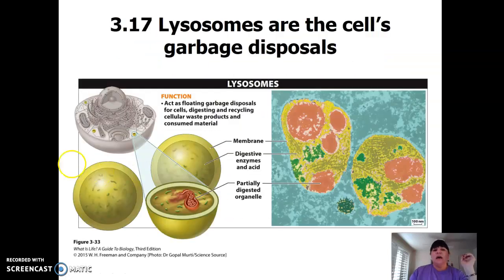All right. So here's our cell, here's the nucleus, here's the mitochondria. Now these guys are called the lysosomes. Think of Lysol. To lyse is to break something apart. So they're the lysosomes. They're like the janitors, the janitorial crew, the recycling crew. It says lysosomes are the cell's garbage disposals. Just like a factory would need janitors, these lysosomes clean stuff up. They act as floating garbage disposals, digesting and recycling cellular waste.